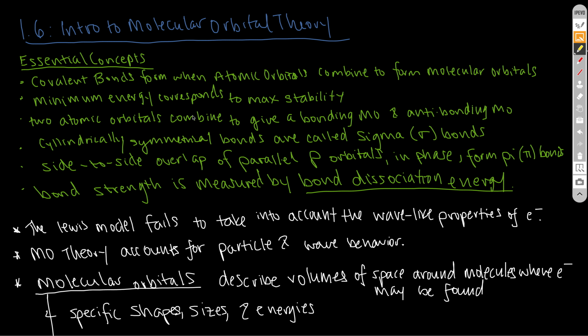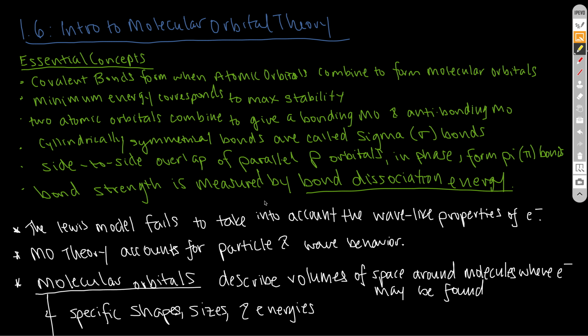Two atomic orbitals, when they combine, can give rise to a bonding molecular orbital and an anti-bonding molecular orbital, and we will see a graphical representation of that. Cylindrically symmetrical bonds are called sigma bonds, and side-to-side overlap of parallel p orbitals, when they're in phase, forms bonding pi bonds. The bond strength is measured by how much energy it takes to dissociate that bond, and that energy is called the bond dissociation energy.